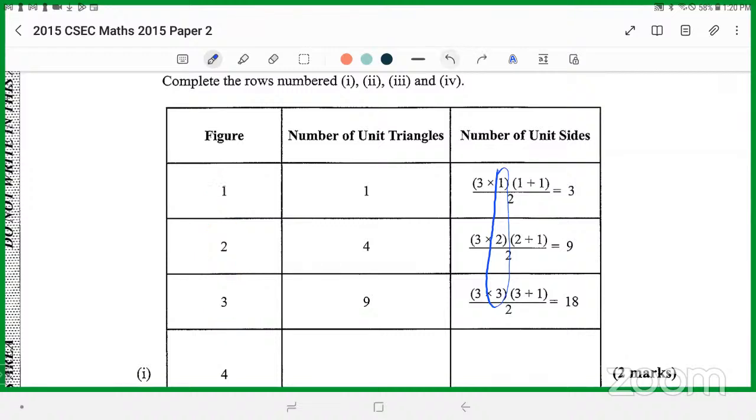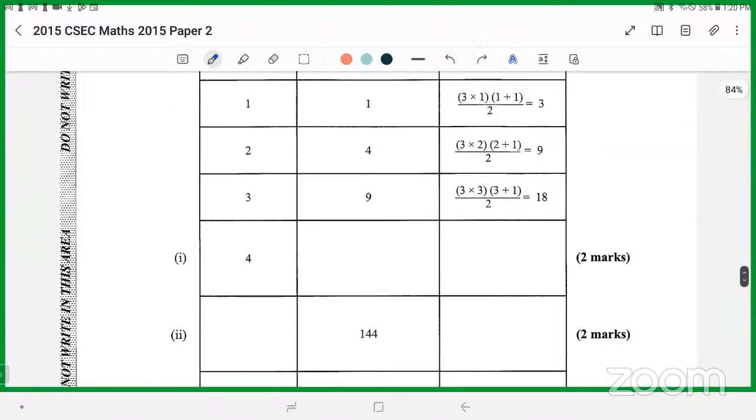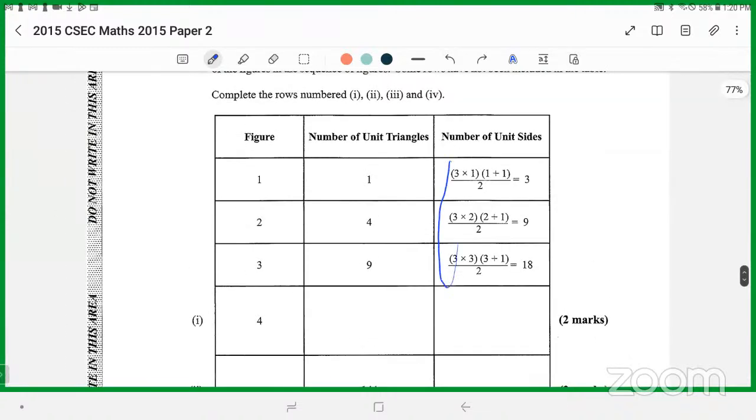And the figure number is also right here. All right, so let's put the pattern. This is always a 3. This is always a 1. I always divide them by 2. So this is like 3 times n. This is always n plus 1. So it's 3 times n, n plus 1.